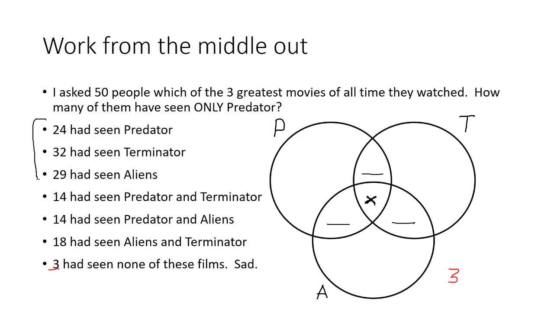We can't use this stuff yet, but we can use these values. 14 people had seen Predator and Terminator. So we've got Predator, we've got Terminator. That's this sector right here. Okay, just put a 14 here. Not quite. Predator and Terminator is this whole sector here. It's where these 2 circles overlap. So once again, this is 14 minus X, because the 14 accounts for this sector here as well as the middle.